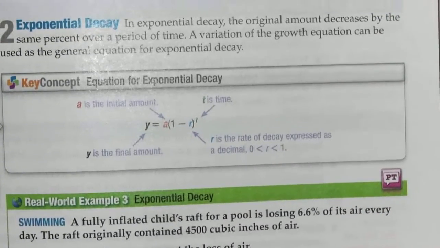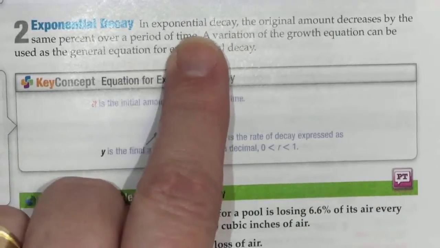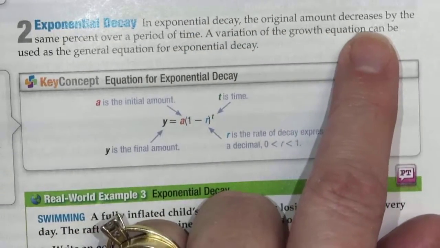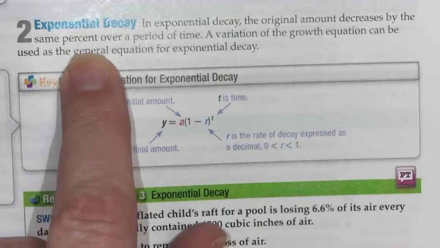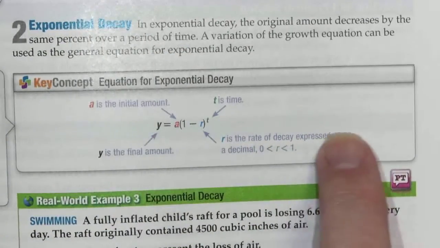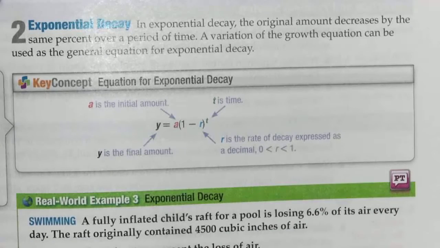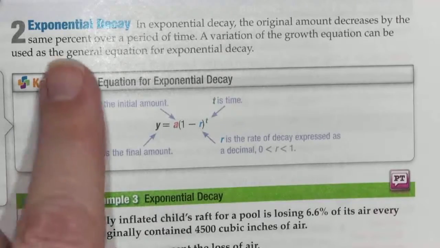Okay, so we're talking about growth, we're talking about decay. In exponential decay, the original amount decreases by the same percent over a period of time. So remember, that's going to look like a graph curving downward because it's going to get closer and closer to 0. It's going to approach 0, but never get there.